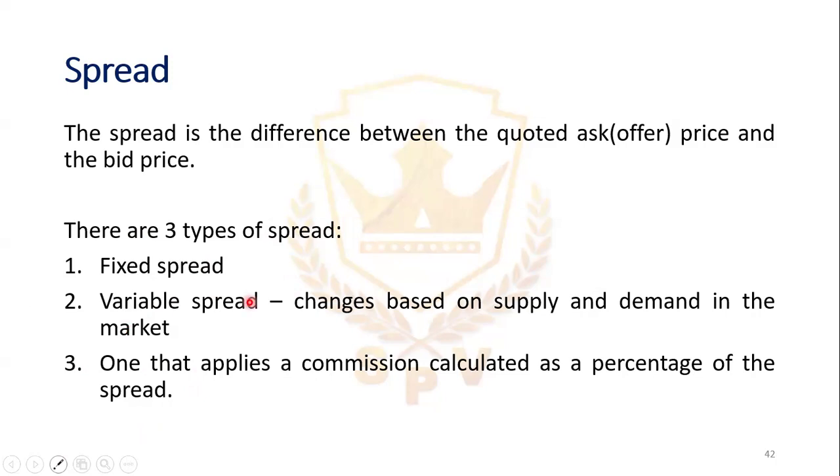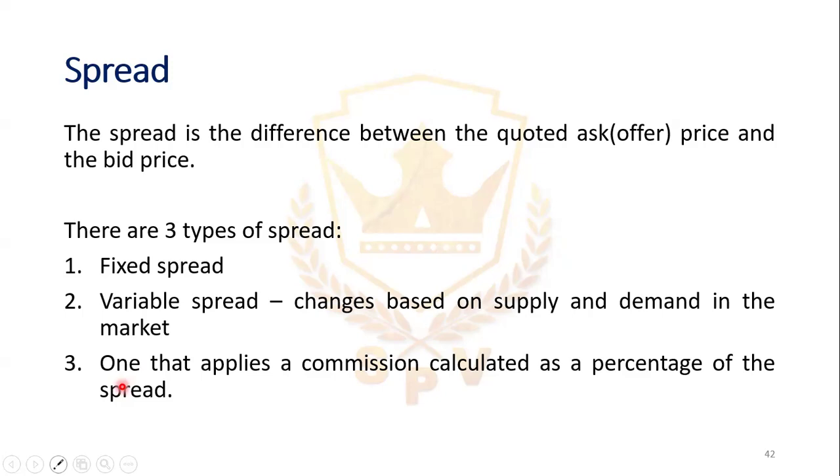But we have variable spread, which is mostly used in the foreign exchange markets, because the spread changes based on the supply and demand conditions of the market. The liquidity provider is there to ensure that there is buying and selling pressure in the market. Sometimes you'll find the spread having a commission that is calculated as a percentage of the spread. So you find a zero spread account, but the commission they charge you for taking a trade is a bit higher because they have built their spread into the commission.